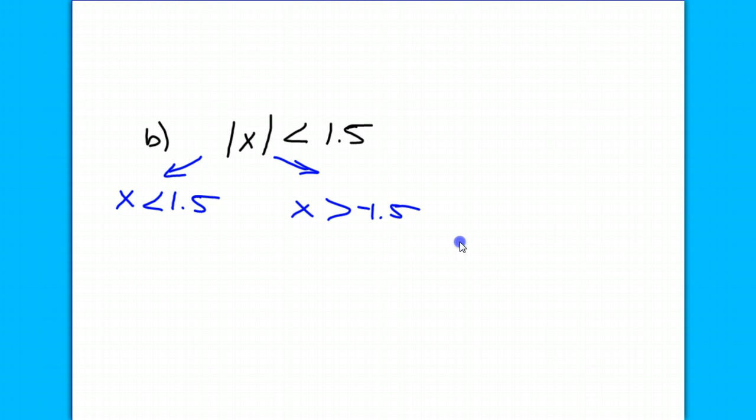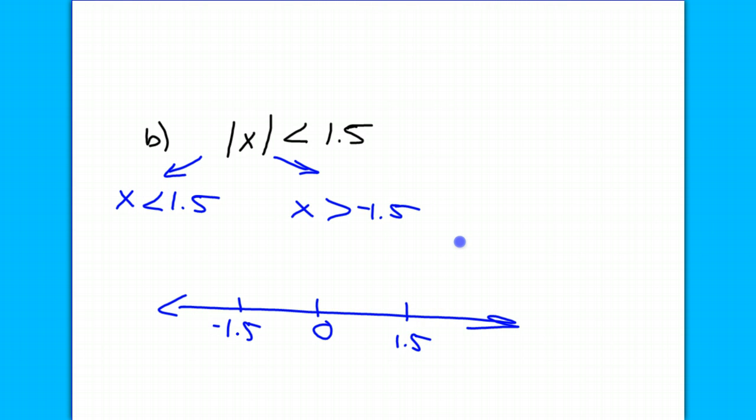So let's graph it. We want to see 1.5 on this graph. We want to see -1.5. And what do you notice about this when you graph it? How can I graph this, Sophia Gimble?